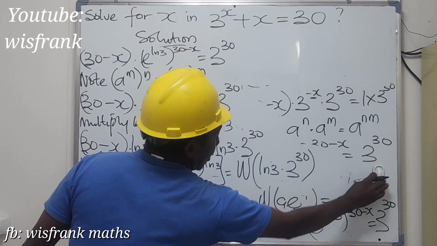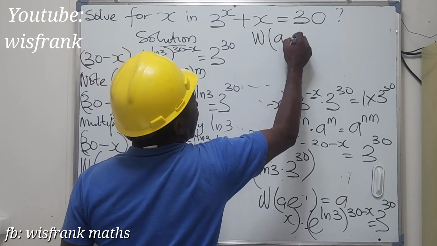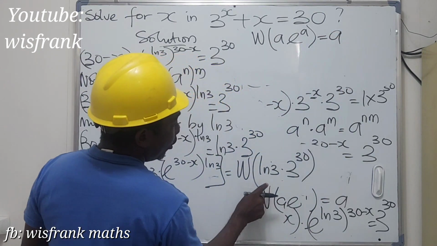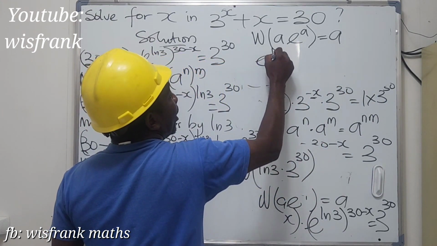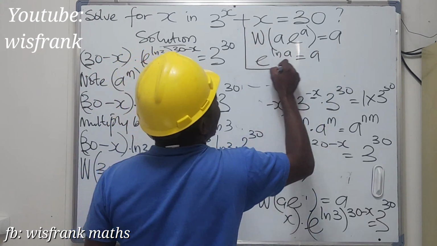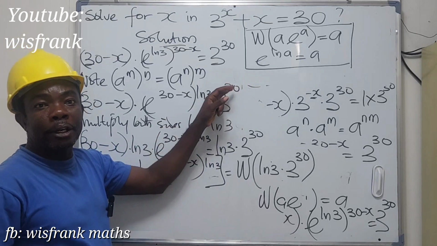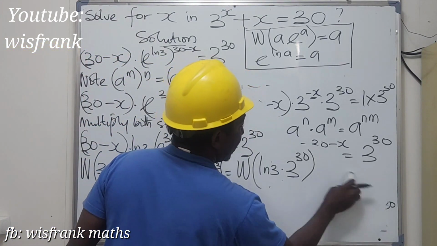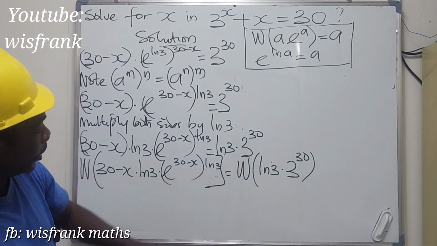So going forward, from here, the Lambert W function of a times e to the power of a equals a. And also, we recall that e to the power of ln of a equals a. So these are the two rules that we are going to use when applying the Lambert W function. This is what we are now left with.